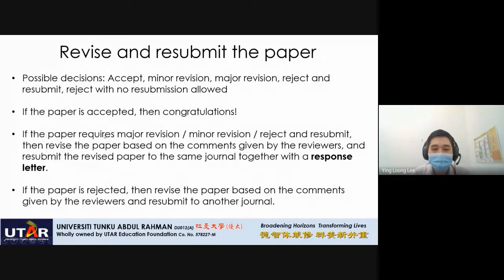If the paper requires major revision, minor revision, or reject and resubmit, then you revise the paper based on the comments given by the reviewers and resubmit the revised paper to the same journal together with a response letter. The response letter is a document to rebut or address the comments of the reviewers. If the paper is rejected, maybe don't give up. Just revise the paper based on the comments as much as possible and resubmit to another journal.